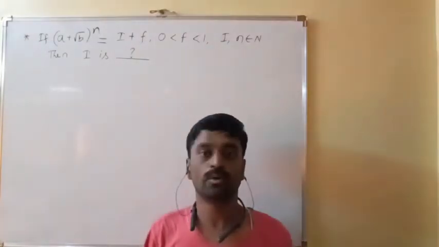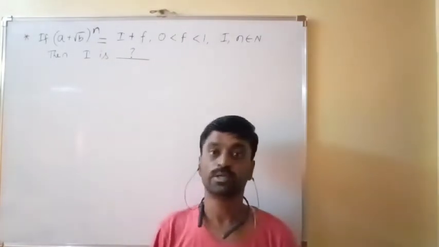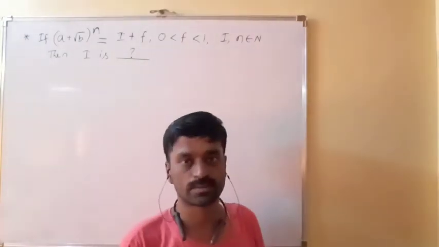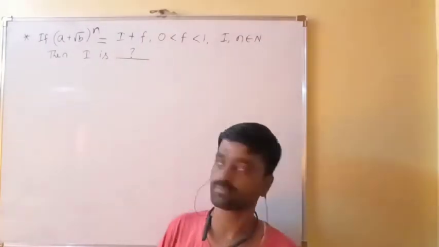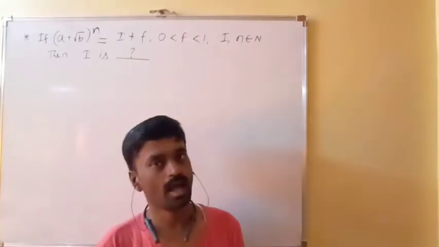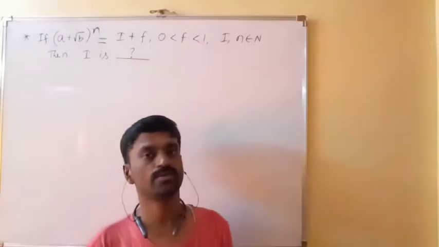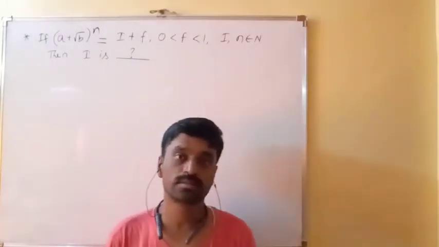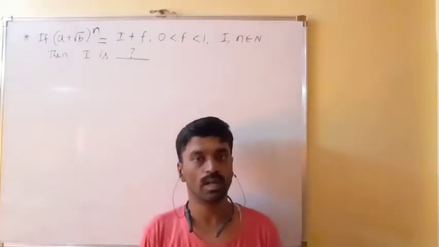So today I'm going to explain some more super and simple tricks in binomial theorem so that you can solve this model problem within 2 seconds. See, what is the given data? The given problem is (a + √b)^n = I + f, where I is a natural number, n is also a natural number, and f lies between 0 and 1. So from this data you have to understand that I is the integral part and f is the fractional part of the number (a + √b)^n.